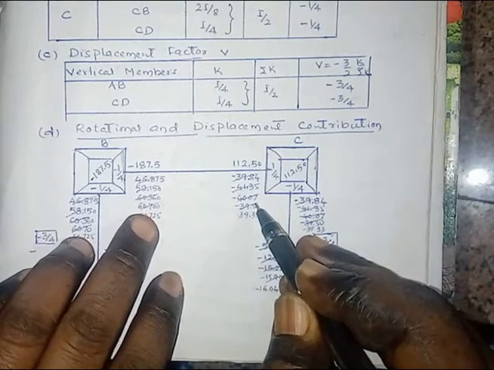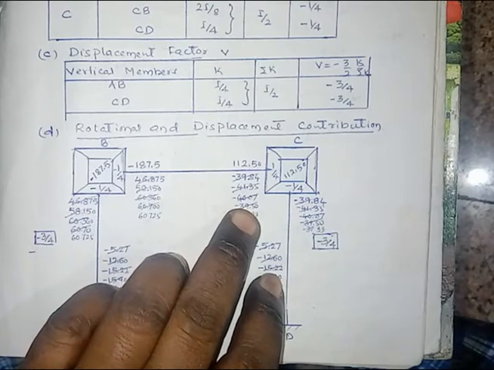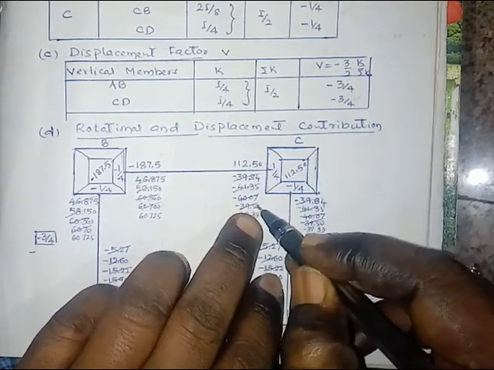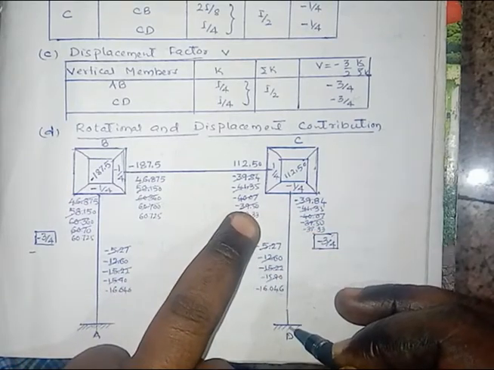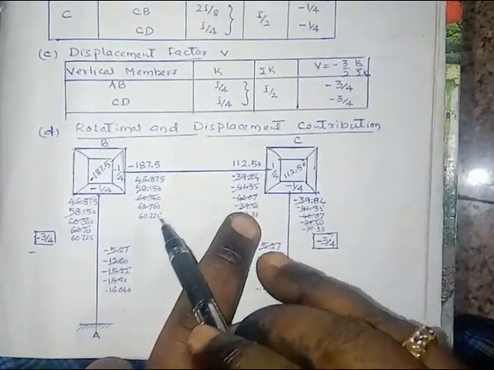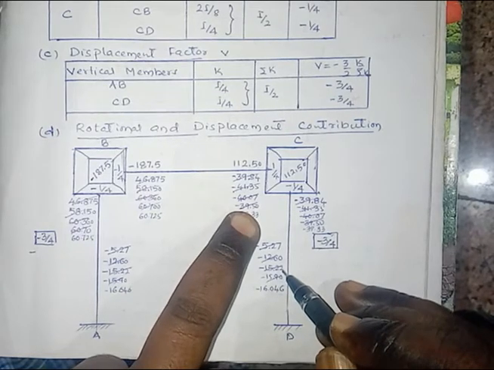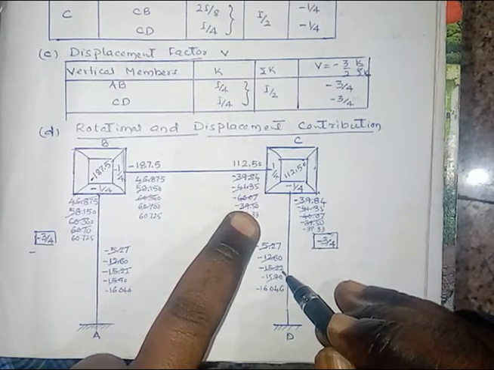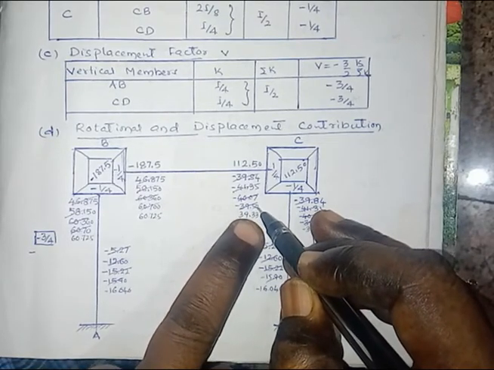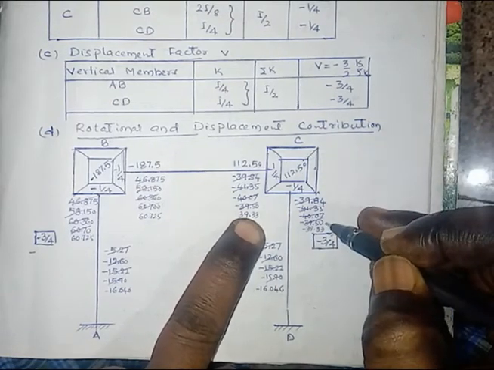Then coming to the joint C, here the rotational factor is minus 1/4. Inside the bracket, the sum of the fixed end moments is 112.5, plus the far end contribution from D, which is 0, plus from B, that is 60.7, minus the displacement contribution, that is minus 15.22. Here you will get minus 39.50 for horizontal member CB. Similarly for the vertical member also minus 39.50.